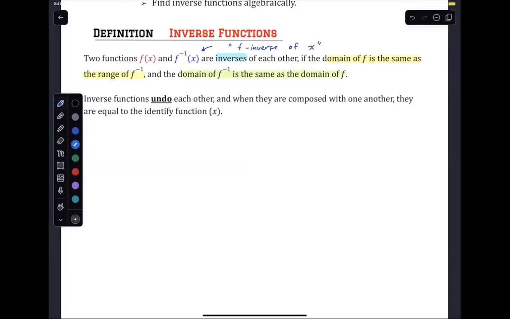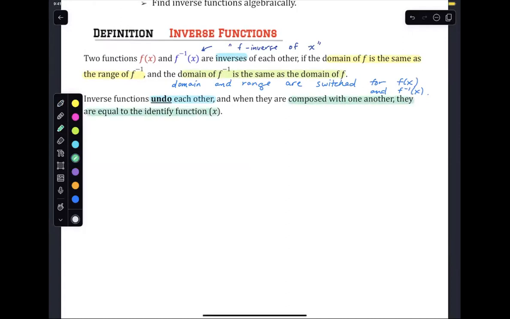So essentially, the domain and range are switched for f of x and its inverse. Okay, inverse functions undo each other, and when they are composed with one another, they are equal to the identity function x.